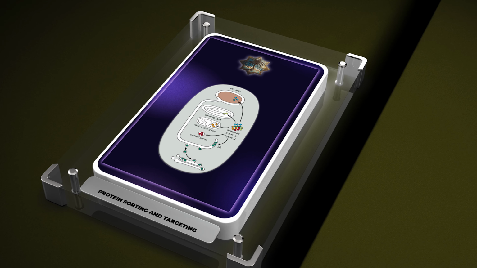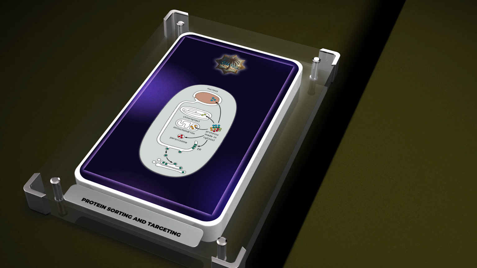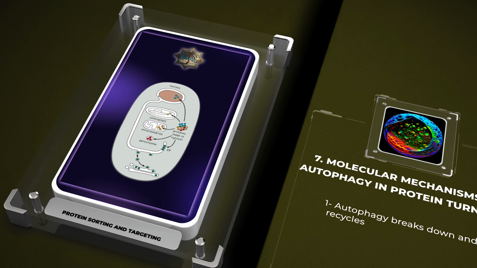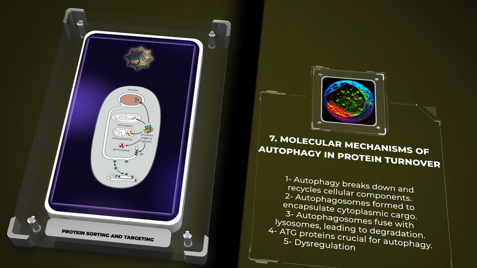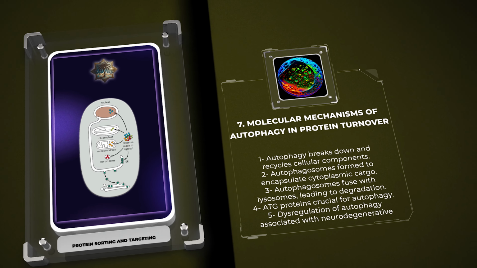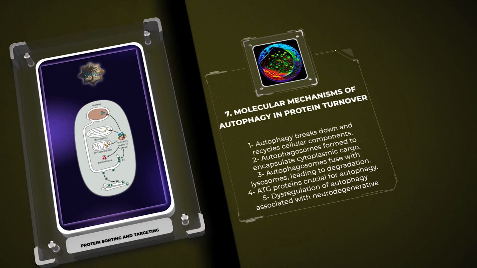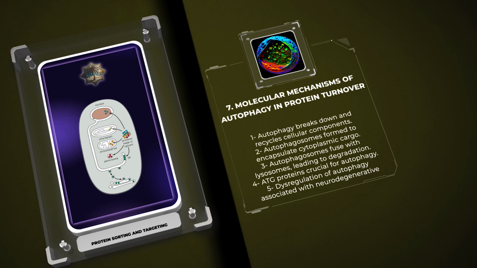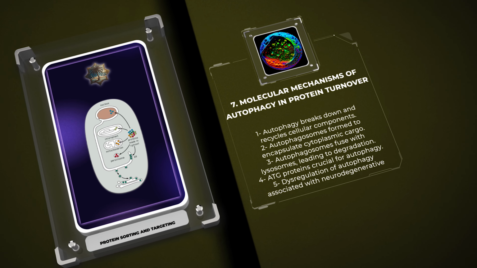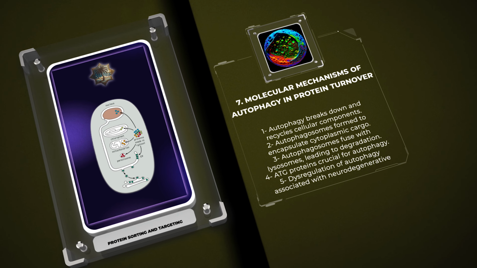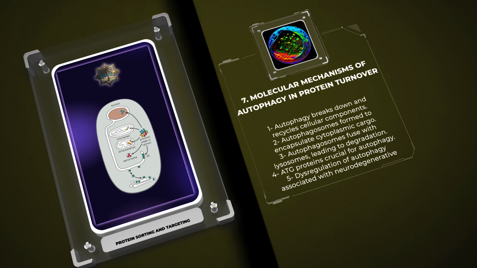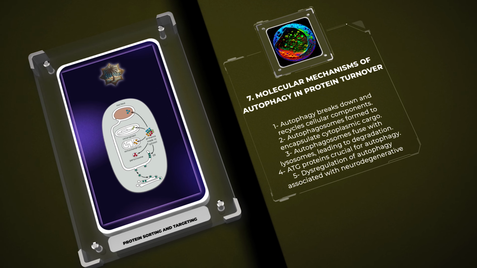Autophagy is a cellular process that breaks down and recycles cellular components. It involves the formation of double membrane structures called autophagosomes, which encapsulate cytoplasmic cargo. These autophagosomes then fuse with lysosomes, leading to degradation. ATG proteins play a crucial role in this process. Dysregulation of autophagy is associated with diseases like neurodegenerative disorders and cancer.